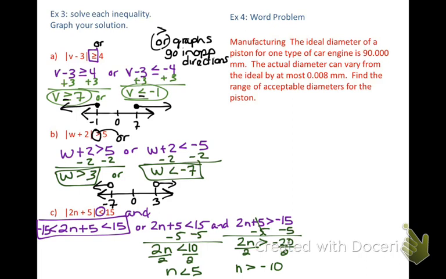Also, you can have these two answers like this, or you can write it -10 is less than, well, let's see what variable that is, n less than 5. So either one of those answers will work.